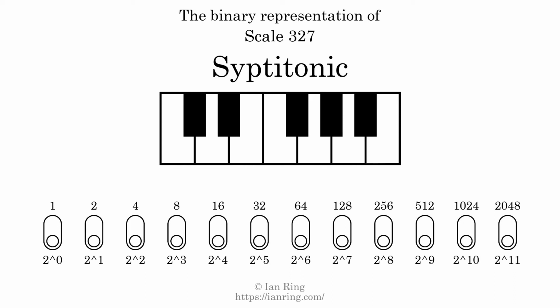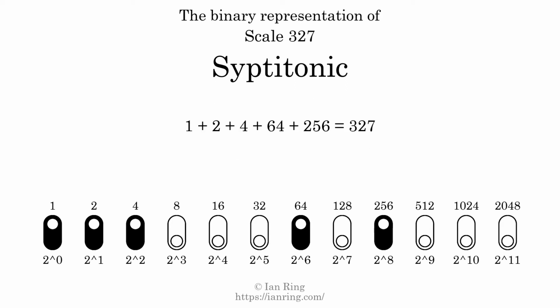The binary representation of this scale is determined by mapping tones of the scale to binary digits. Each binary digit represents a power of 2. To get the scale number, we add the powers of 2 together. The powers of 2 that are present in the scale, all added together, equals 327. That is why the scale number, in decimal, is 327.